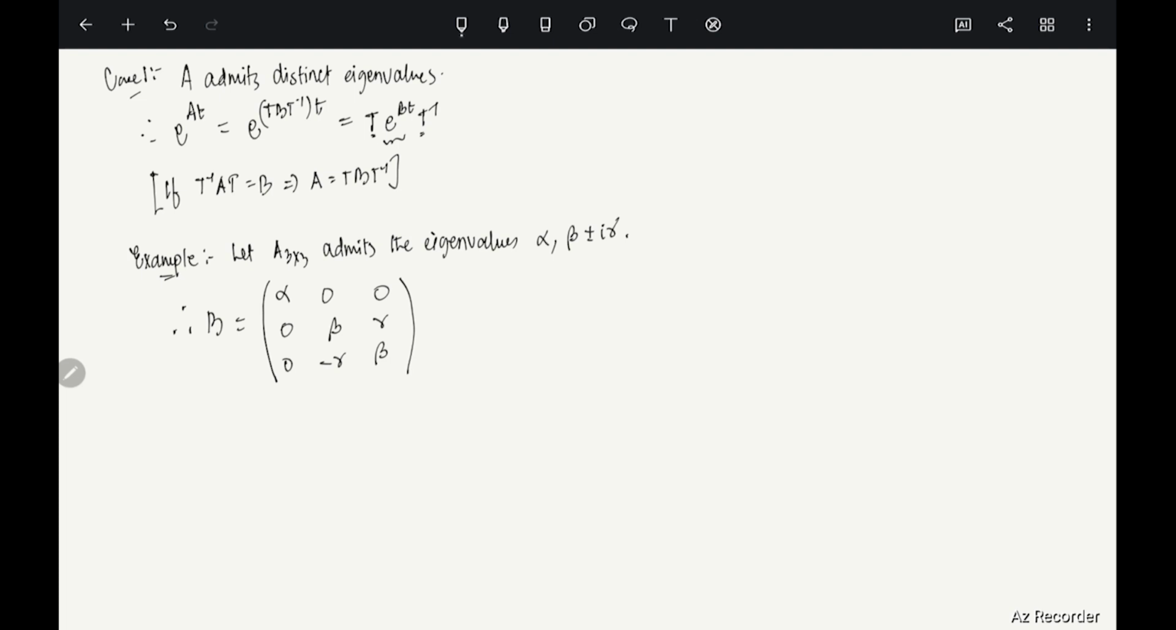Now you see what exactly this means. Let's say we are looking to solve the problem x prime equals A x. Clear? What is A? A is nothing but T B T inverse. So x prime equals T B T inverse times x. That will imply that T inverse times x whole prime is nothing but B T inverse x. If we take this T to the other side, it is T inverse, and since T is a constant matrix, I can take it inside the derivative.